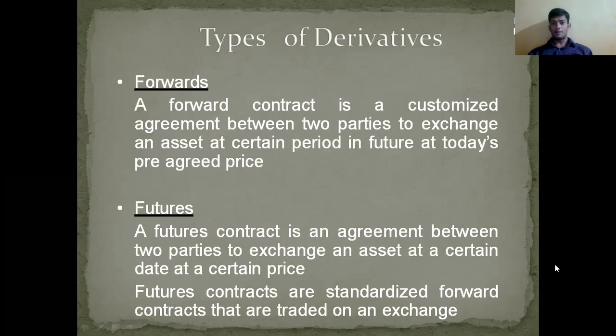Then types of derivatives. The first type is forward, and the second type is future. I also explained this in the last lecture. Today I am explaining it further.